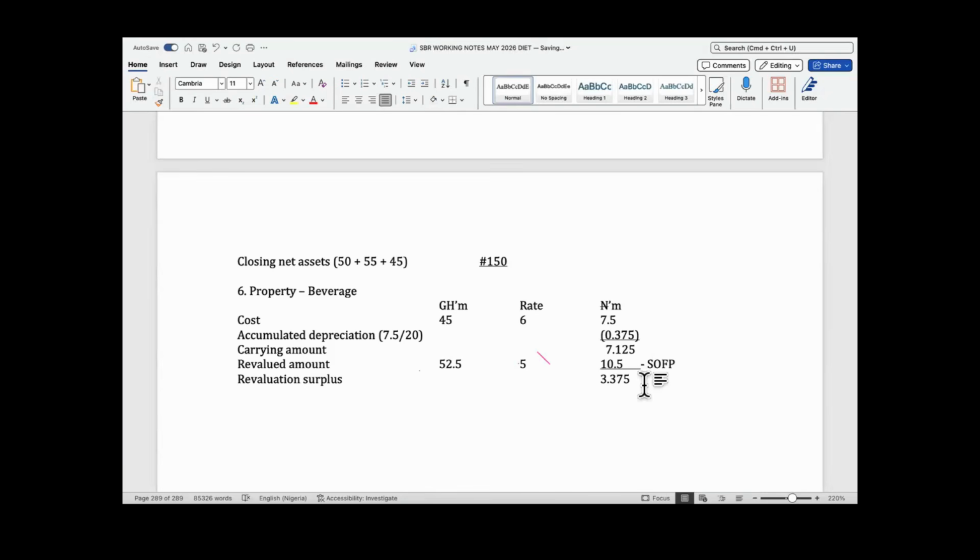The revalued amount is higher. Am I correct? Is it 3.375? Yes, you're correct, 3.375. Okay. So this goes to my OCI. Since I'm not asked to prepare OCI, I will take it to other component of equity, since they gave me other component of equity. Or let me just put it as equity share. Okay, and that's the adjustment for this guy.